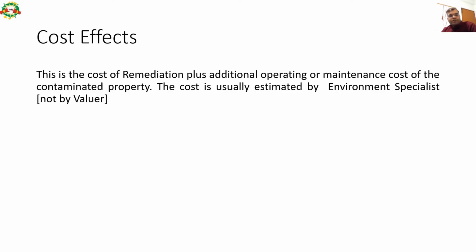So first is cost effects. This is the cost of remediation plus additional operating or maintenance cost of the contaminated property. The cost is usually estimated by an environmental specialist and not by the valuer. So this is the cost of remediation of the contaminated property to remove contamination from the property, and if there is any additional operating cost or maintenance cost post remediation of the contaminated property. These types of cost fall under the category of cost effect.